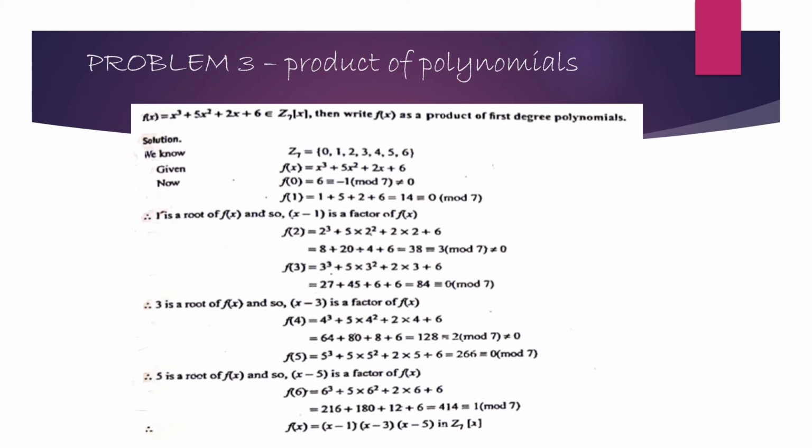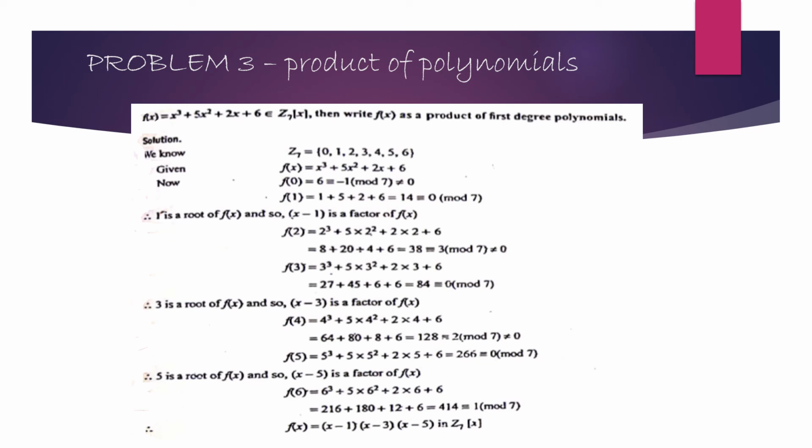If I'm going for 5, my answer is 266. 266 is perfectly divisible by 7 and you get a remainder 0. So therefore I say 5 is a root of f of x, and so x minus 5 is a factor of f of x. Is that clear? Right. So how many roots have we got so far? We have 1 as a root, 3 as a root, 5 as a root. Still 6 is remaining.